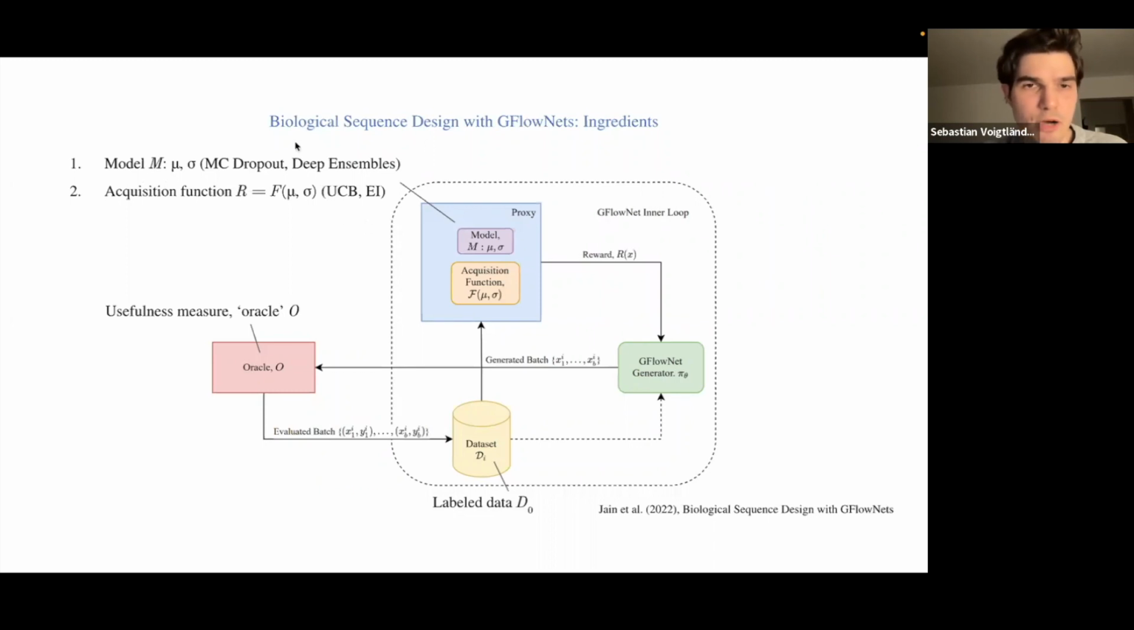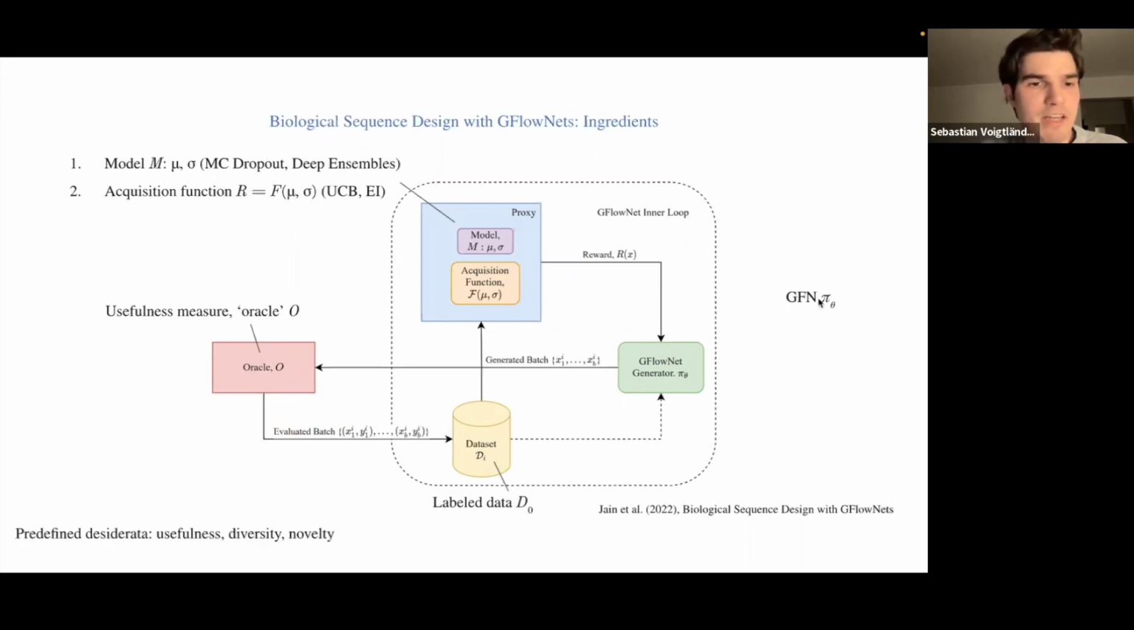In the paper, they use different combinations of techniques, such as Monte Carlo dropout and deep ensembles, to learn a model that does not only give you an expected value of the oracle, of the goodness function, but also an estimate of the uncertainty associated with that value. And an acquisition function then constructs a reward function proxy from these two functions. It can be as simple as upper confidence bound, which simply adds mu to a scaled version of sigma, the uncertainty. The higher the scaling value is, the more the reward rewards uncertainty and thus encourages exploration. And then you also need a parameterized GFlowNet.